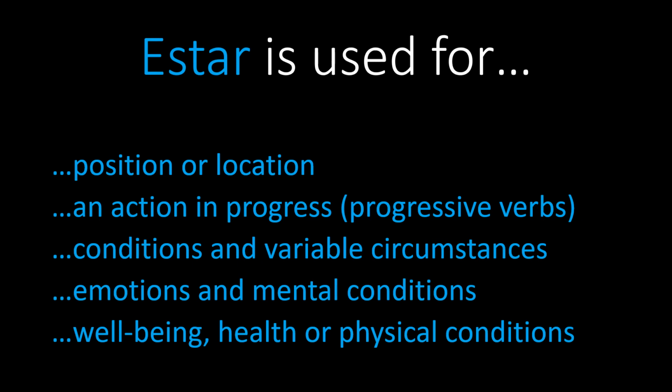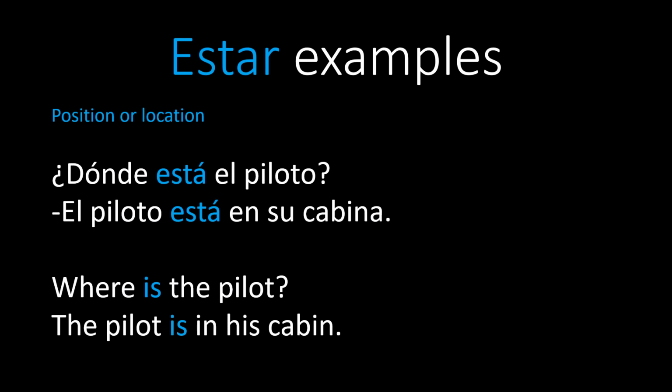Estar is used to tell where something or someone is, to say what is going on, to talk about things that may change in their circumstances or conditions, talk about emotions and mental conditions, as well as well-being, health, and physical conditions. Talking about where something is. ¿Dónde está el piloto? El piloto está en su cabina.